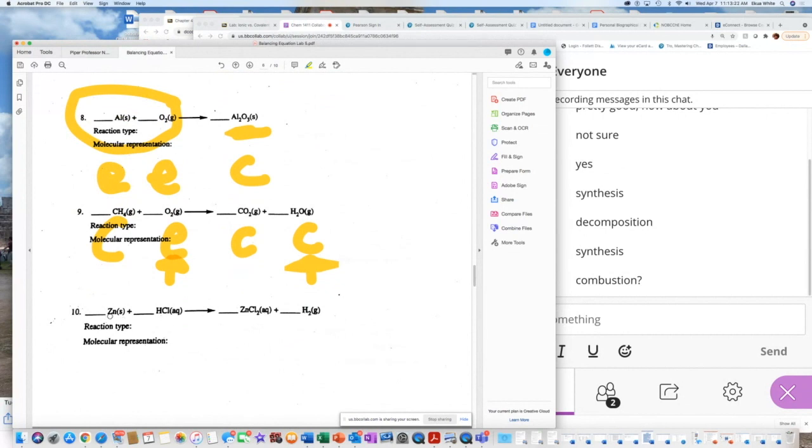And then let's see, zinc by itself, element, compound, compound, element, right? One of each on the left, one of each. Element, compound, compound, element. What do you think number 10 is? Single displacement. Yeah, exactly. So see, not that bad.